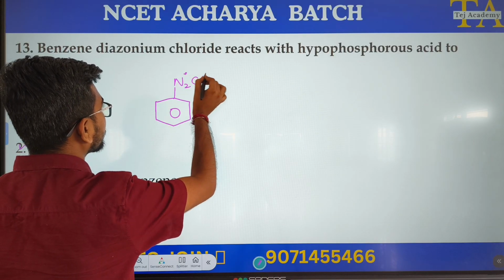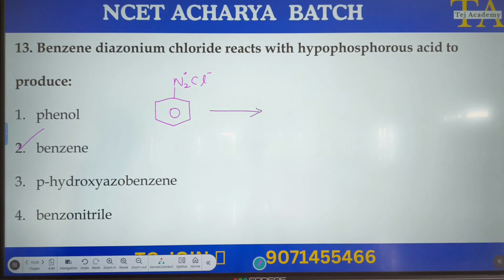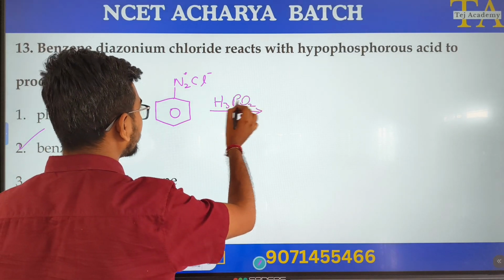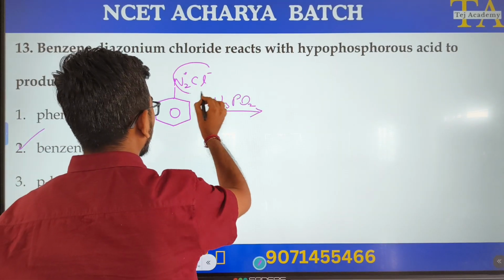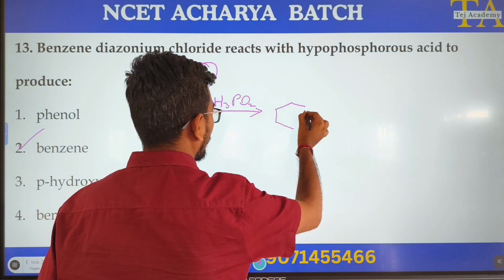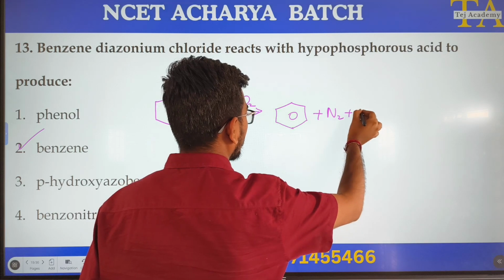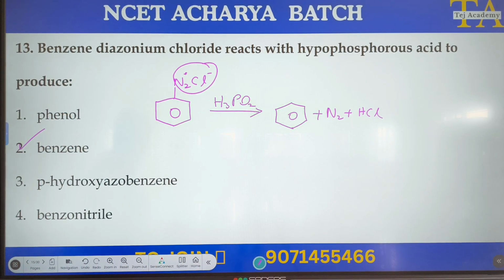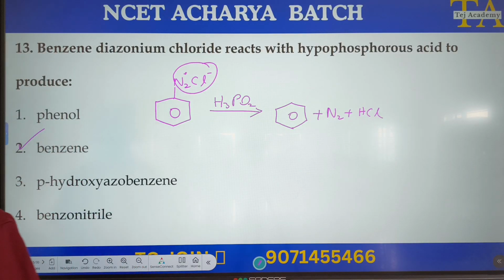N2Cl in the presence of hypophosphorus acid, H3PO2. So this complete molecule will be replaced by hydrogen. So we'll get the product here: benzene plus N2 plus HCl. Okay, so benzene is the correct option.